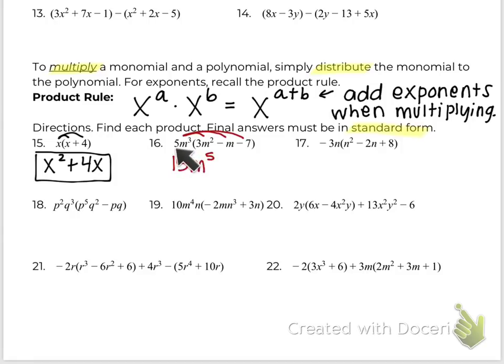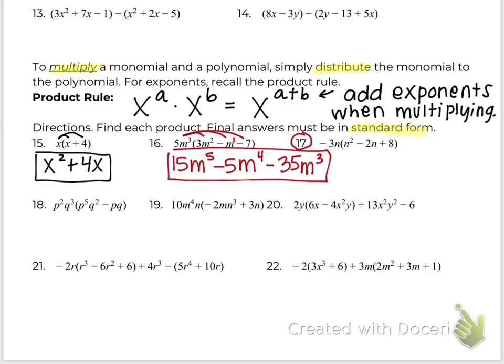Okay, now we're going to multiply 5. And what's in front of this m? A 1. So 5 times -1 is -5. And m to the third times m, well, there's a 1 here, right? So we're going to add 3 and 1, and 3 and 1 is 4. So it's m to the 4th. And then 5 times -7 is -35. And then m to the third, because there's no m's over here to collect, so we're just going to put m to the third on the end. Okay, try 17.